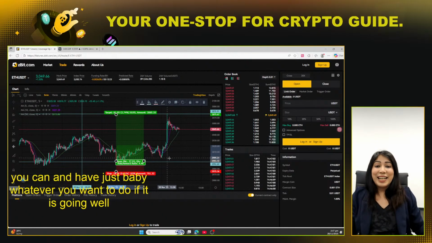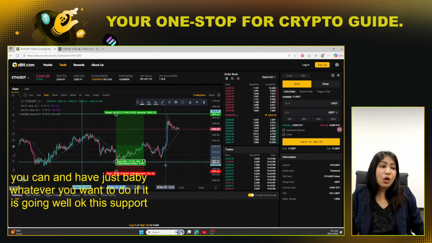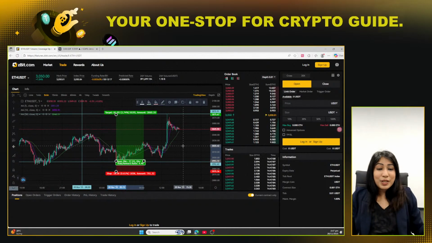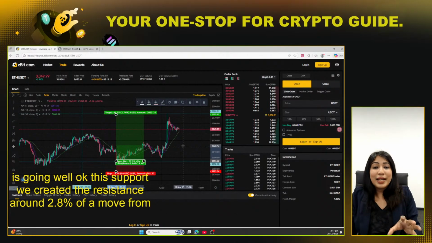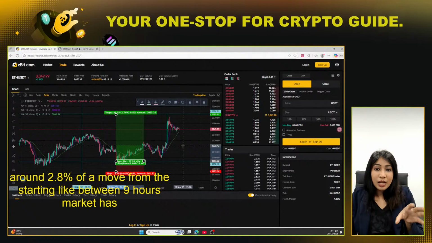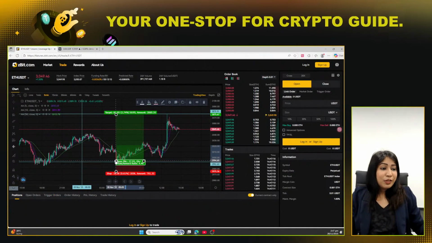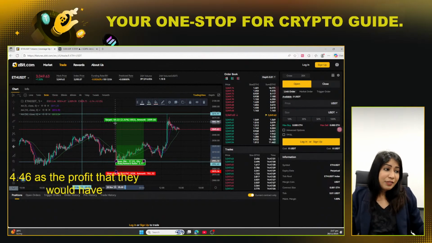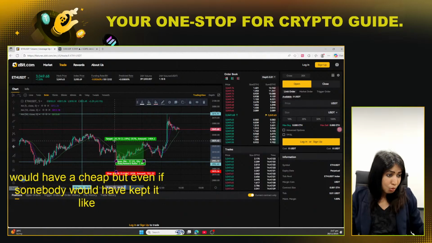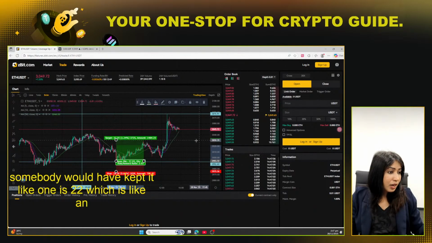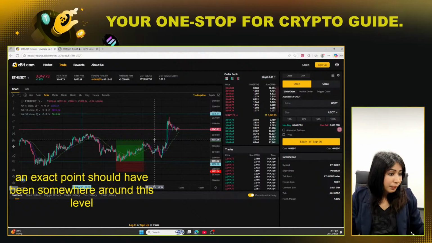Now you saw we created this support, we created the resistance, and this was around a 2.8% move from the start; within 9 hours the market has jumped around 2.8%. If somebody would have bought at this candle where it dipped so low, then till it reached resistance, they would have achieved 1:4.46 as profit. But even if somebody would have kept it at 1:2, the exit point should have been somewhere around this level. What is it?